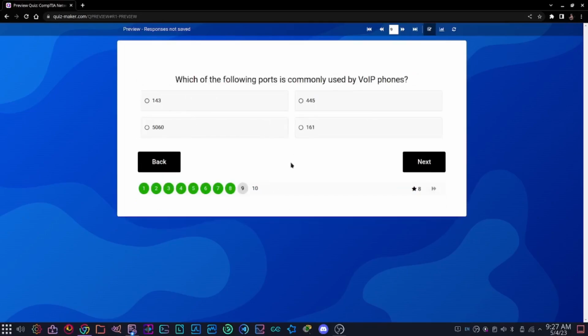Question 9, which of the following ports is commonly used by VoIP, or voice over IP, phones? We have 143, 445, 5060, or 161. So the answer for this question, if we've been studying our port numbers, we know that 5060 and 5061 is going to be SIP, which is Session Initiation Protocol, which we use for VoIP phones. So it's going to be 5060.